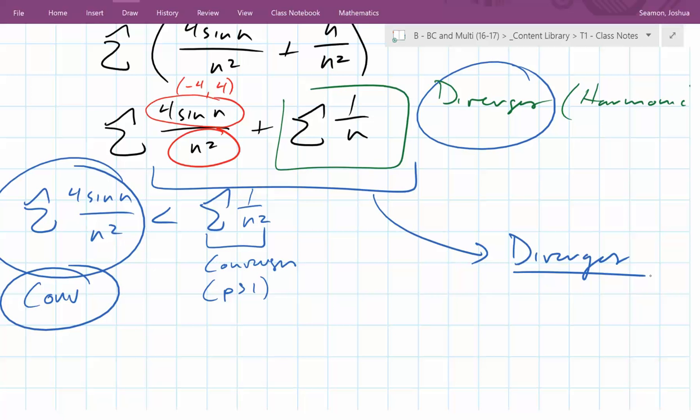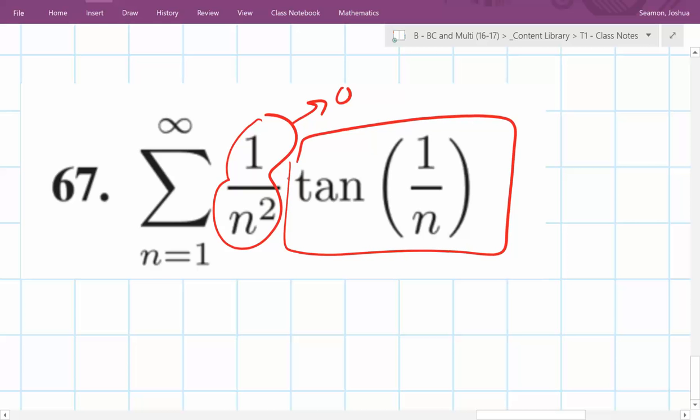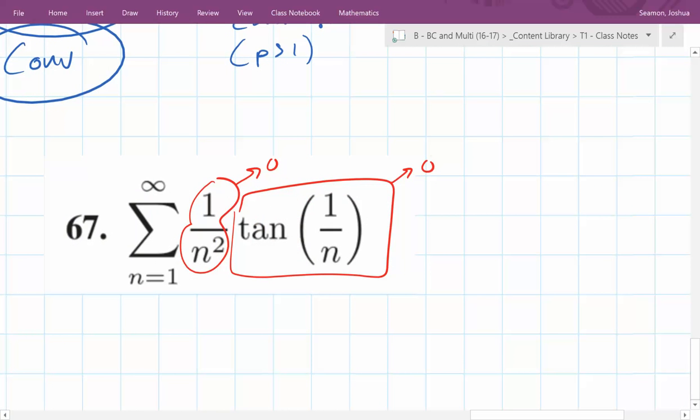If you put 2 things to battle and they come out with a tie, it means they both have to be convergent or both have to be divergent. Okay, another one. Let's do basic analysis first. We know that individually this thing tends to 0. That's nice. What's tangent of 0? It's 0. So does this sequence go to 0? Yeah. Both things that are being multiplied together tend to 0. So could this converge? Yes.